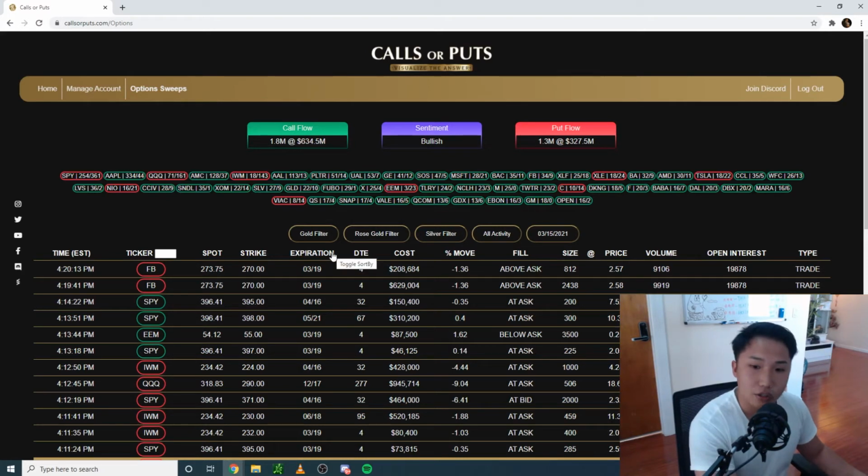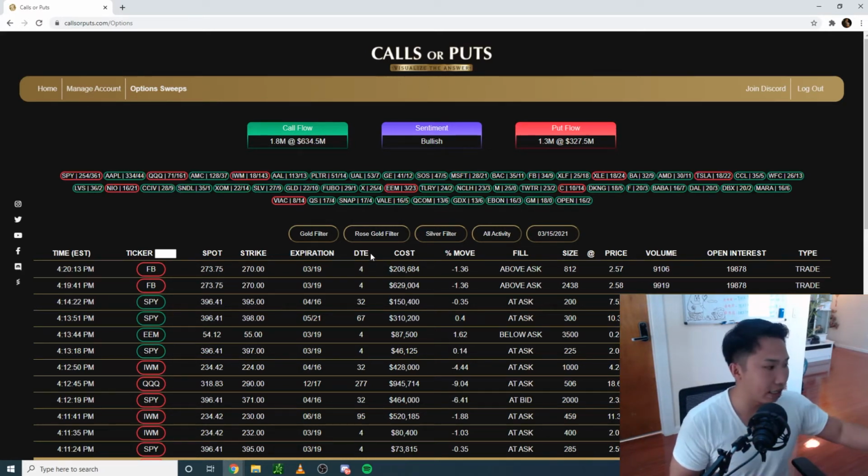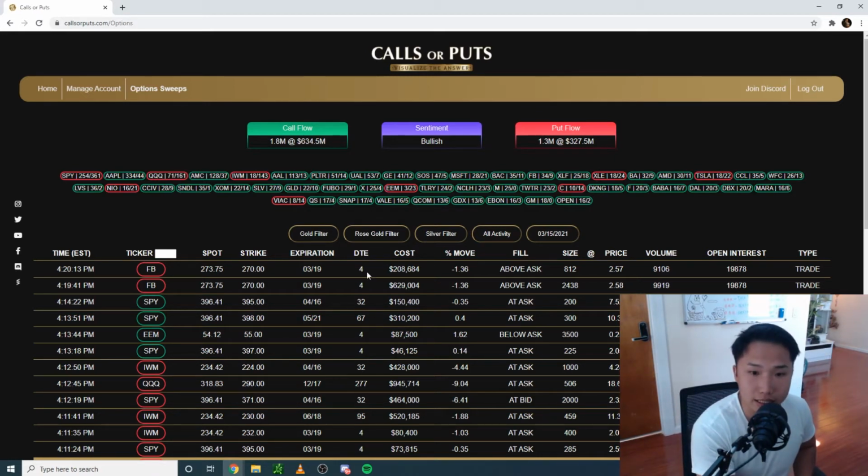Expiration date is the contract expiration. DTE is days to expiration. This is the amount of days it's going to take for the option to expire. So 4 days to expiration. Today is the 15th, and the expiration is 3/19, so DTE is 4.